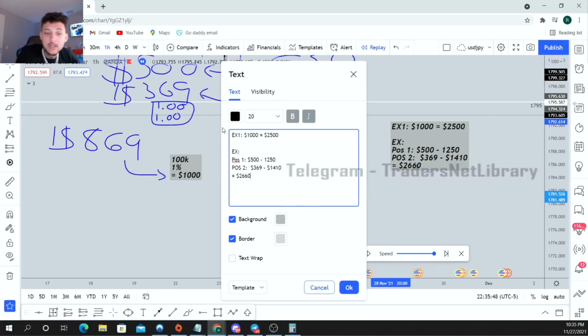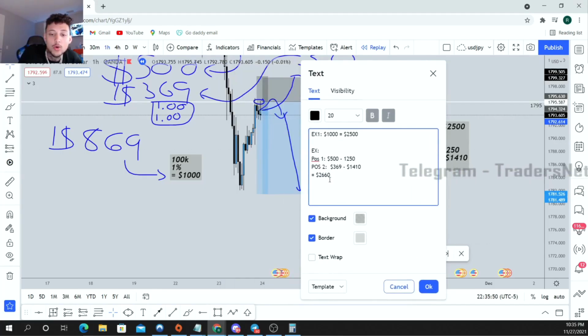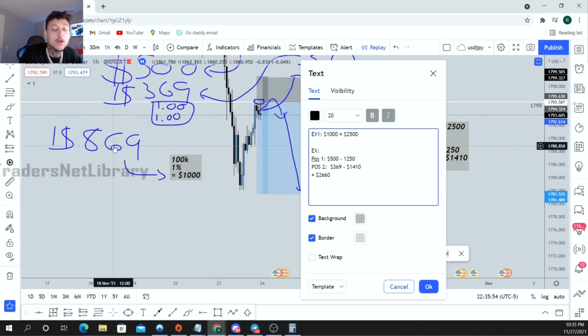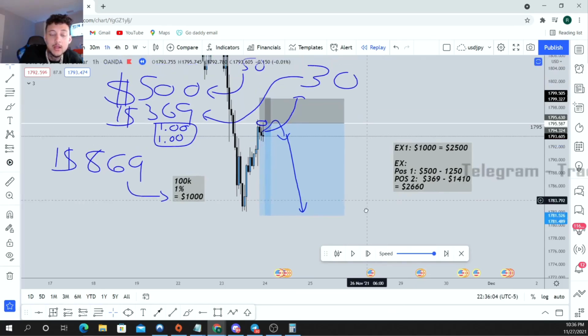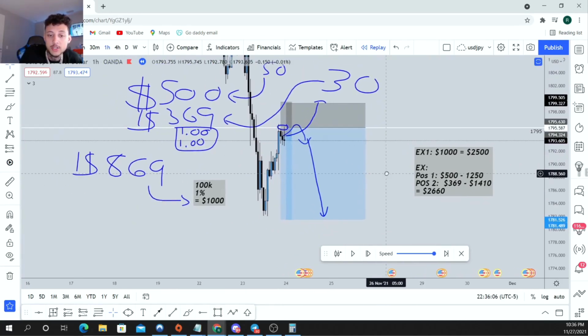$2,660. And that's not even us risking a total of $1,000. That's us risking $869, or 0.2%, almost 1/4% that we're saving on risk here. So we made an extra $160 just by simply looking to scale in on this position here.